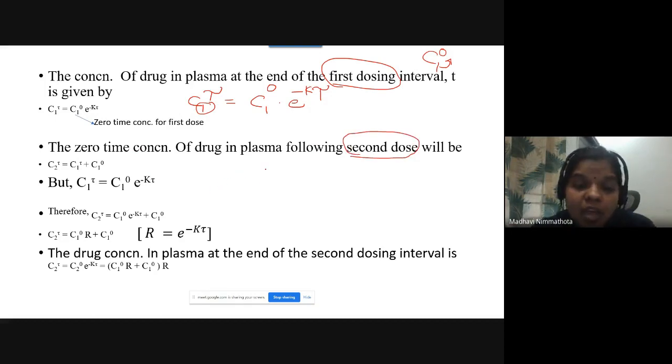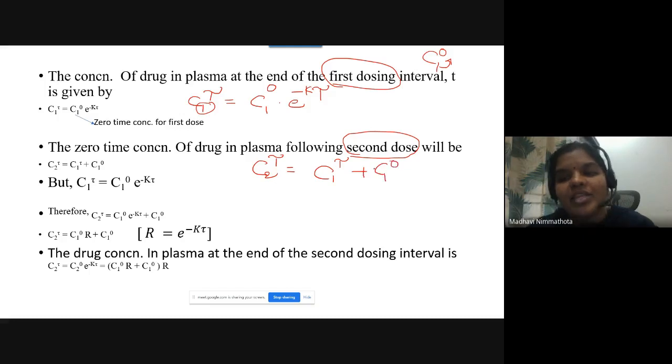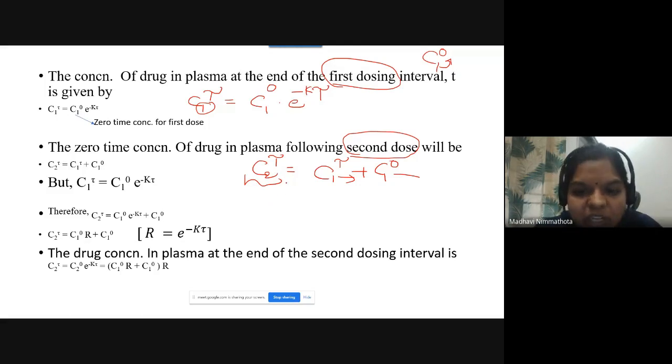How will it be? The second dose, C2 tau, is equal to what? How do we get the second dose? We have to add the first dose and then add the initial dose, then we will get the second dose. But we have an equation that C1 tau is equal to C10 into e to the power of minus Kt. Then you can replace that.